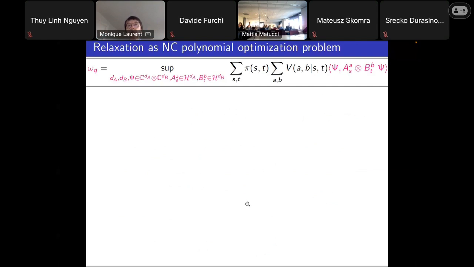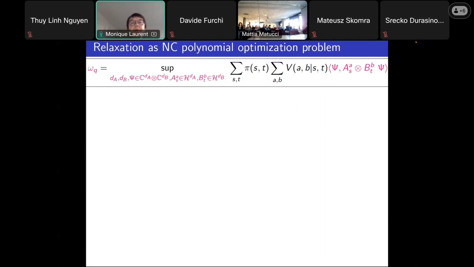Good. So I have introduced non-local games and explained what is a classical value and what is a quantum value. Now let's see how we can compute this quantum value, or how we can approximate it. Here I've just repeated what is the quantum value of the non-local game. This is the objective function when you optimize over all these things here.